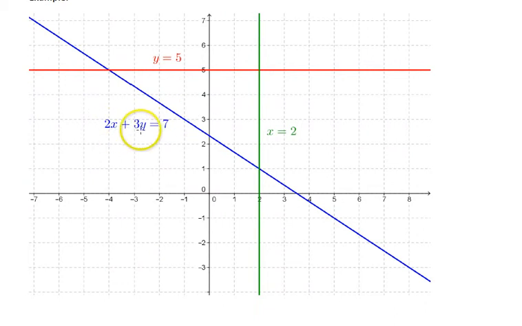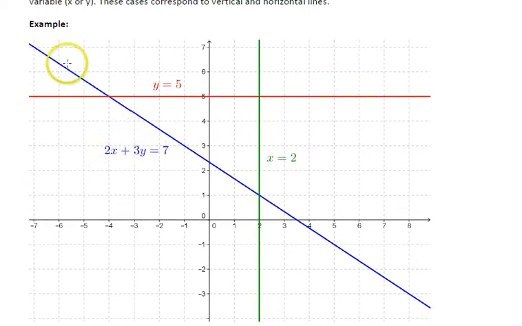Here's an example of standard form. The blue line, 2x plus 3y equals 7, has both x and y. The red line, y equals 5, is a horizontal line. There's no x involved in that equation at all. The thing that represents the line is the fact that every point on it has a y coordinate of 5.